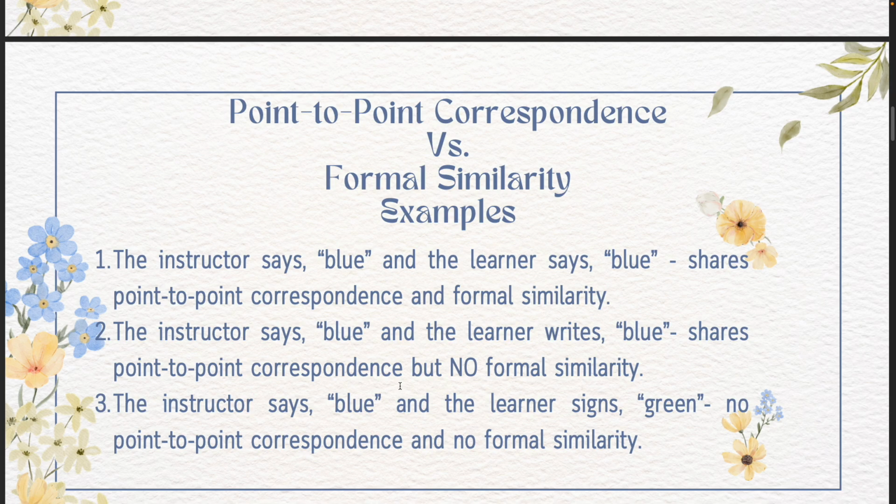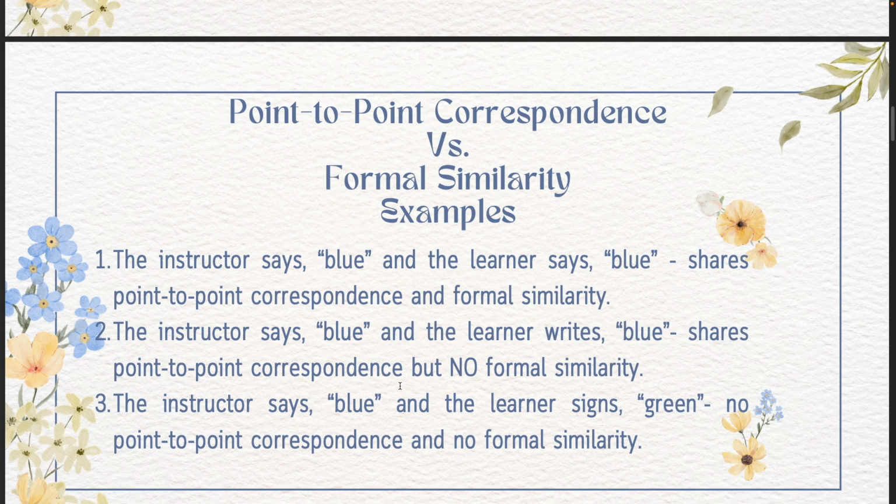Two, the instructor says blue and the learner writes blue. So this shares point-to-point correspondence because we do have the same words, blue and blue, but it does not share formal similarity, okay? And the reason is because the instructor says blue, but then the learner writes blue. So we can see that they are sharing a different verbal operant.